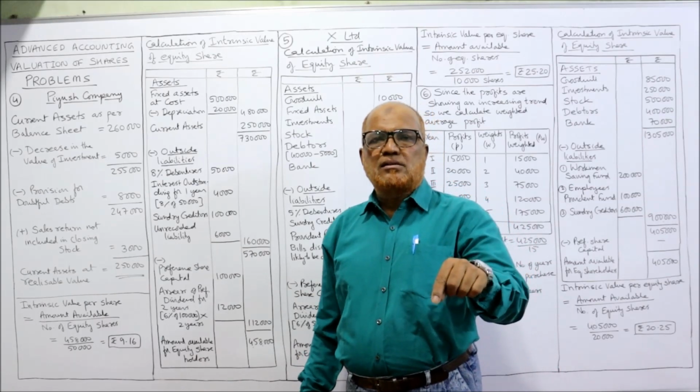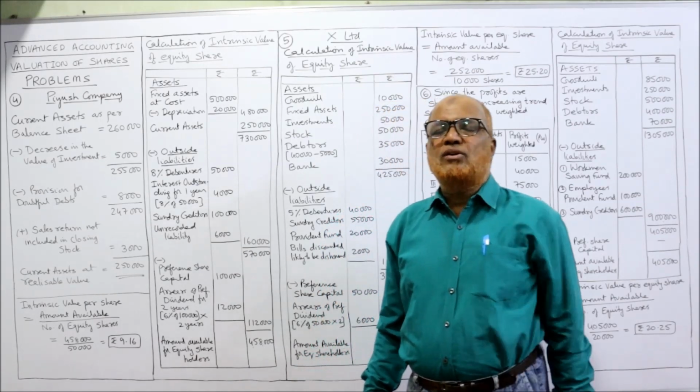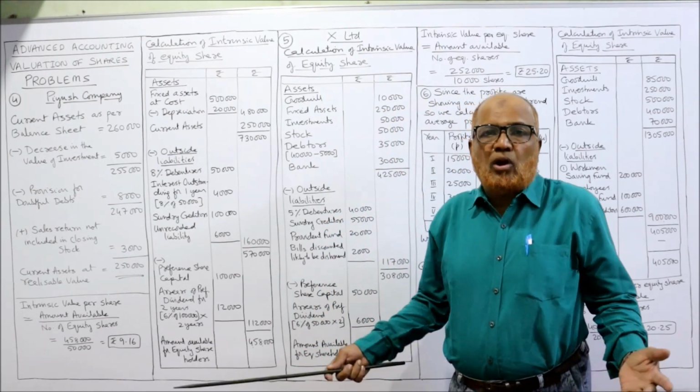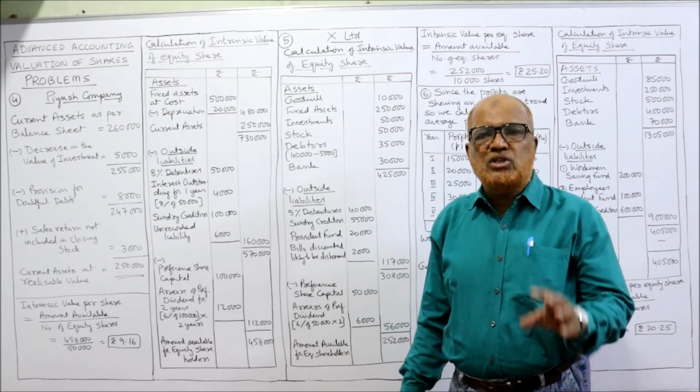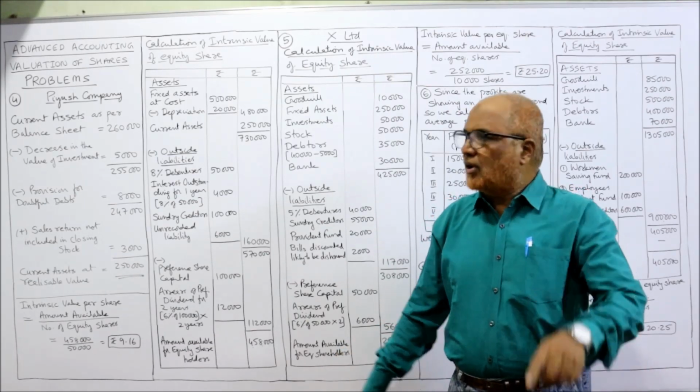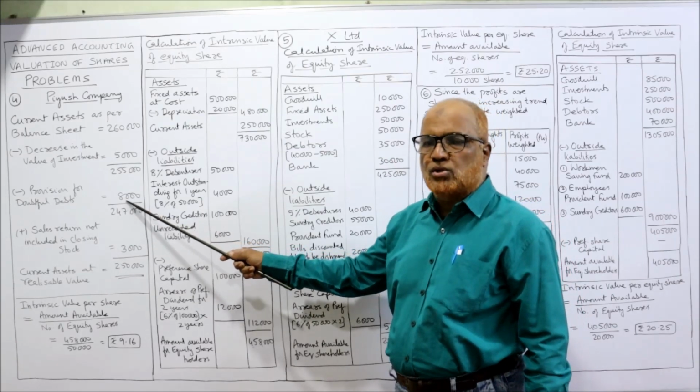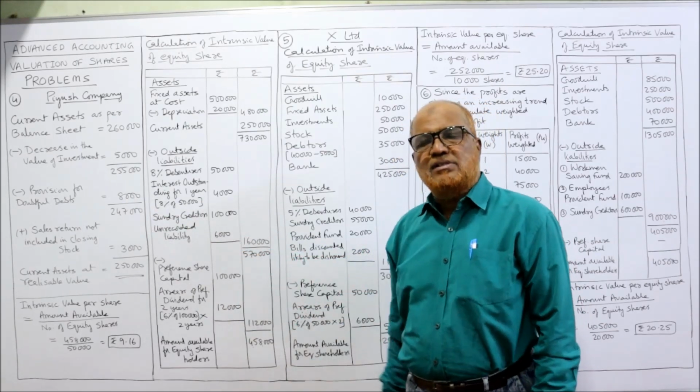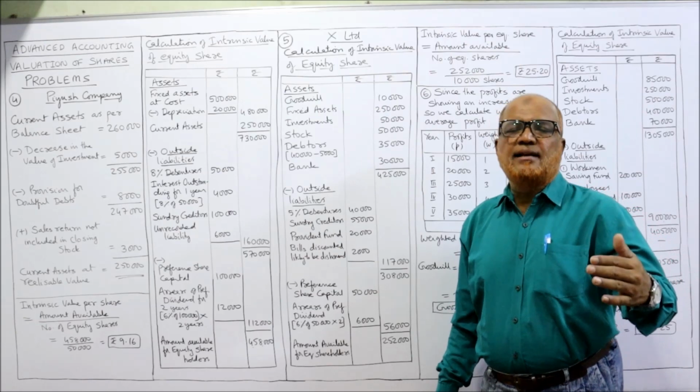Again, debtors. In the debtors, there is a provision for doubtful debts. We may not be able to receive from debtors. How much? 3,000. That provision for doubtful debts also deduct 3,000. Deduct 2,57,000. There is a sales return.